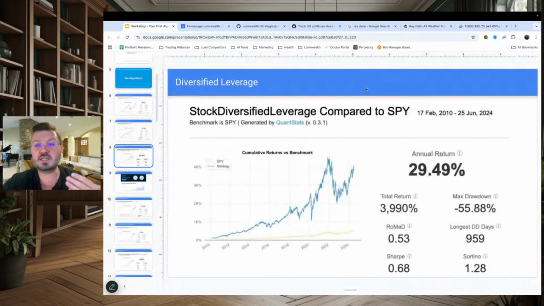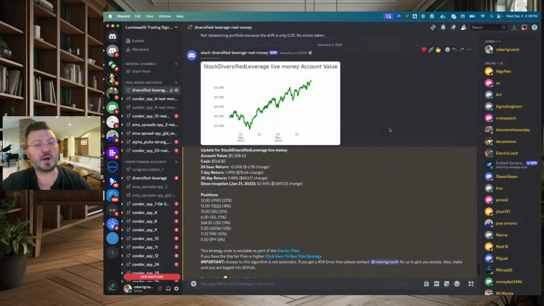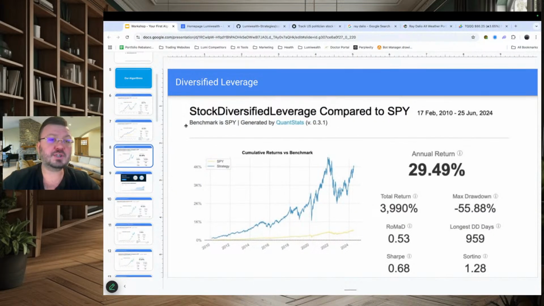So it is a little bit riskier than the stock market itself, but the return is significantly higher, right? So again, here we see an average annual return when we back test this of about 29% a year, and a total return of about 4,000% over this 14-year period. And you can see that me running this with real money, I've been accomplishing pretty much exactly that since I've been running it, right? Up 50% in a year and a half. That's a heck of a lot better than what the stock market does, right? Okay, cool. So that's our diversified leverage portfolio.